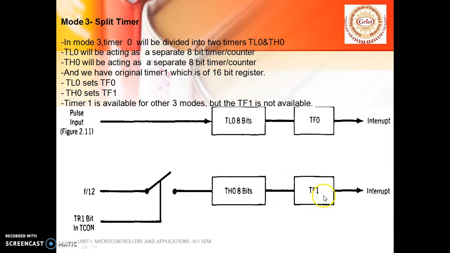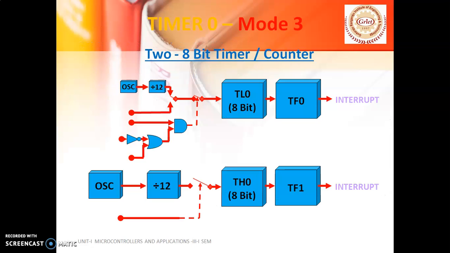So TF1 will become 1 because of TH0, and there are no control bits that are used for the original timer 1, and there is no TR bit for it, and there is no TF bit for the original timer 1. And this mode is basically used when we want 3 timers. For example, if I want one timer for generating the delay, one timer for counting the events, and one timer for generating the baud rate, then at that time we have to use mode 3, which is also called split timer mode. And this mode 3 is used only in timer 0, and we don't use this mode 3 in timer 1.